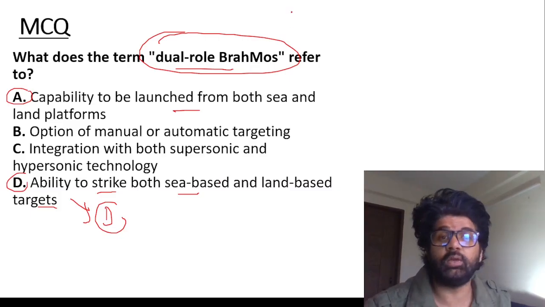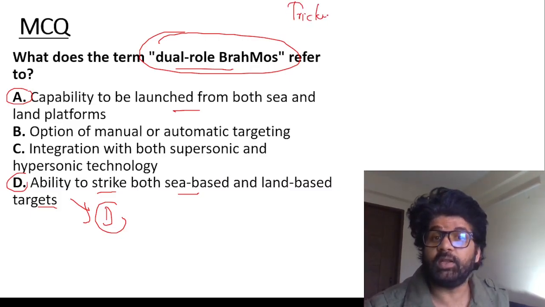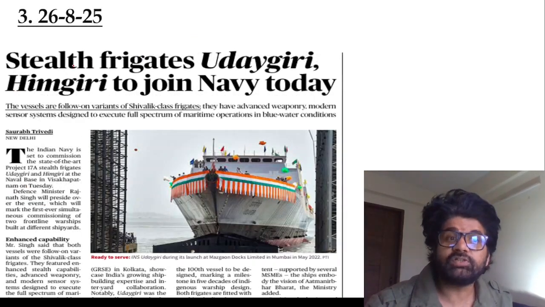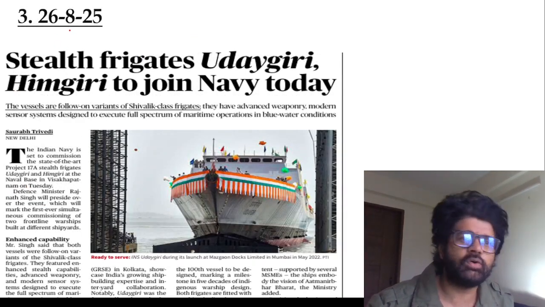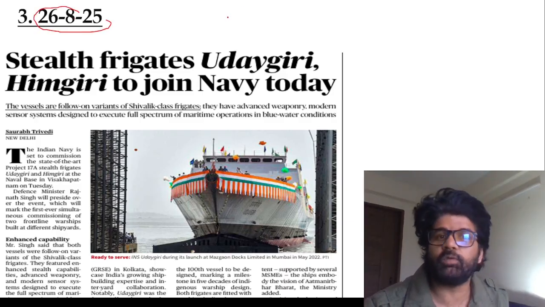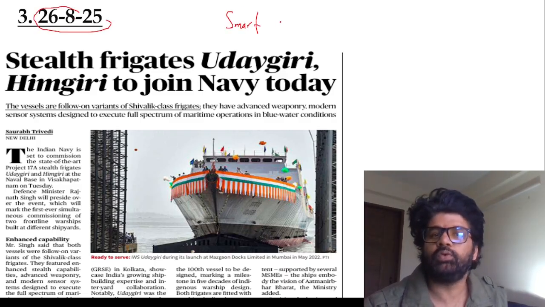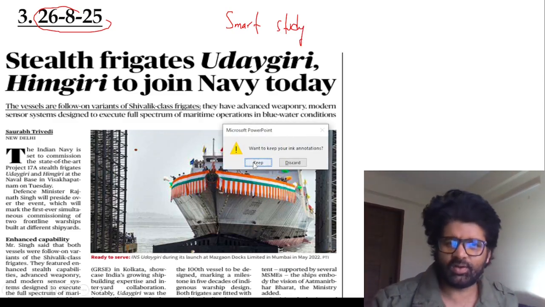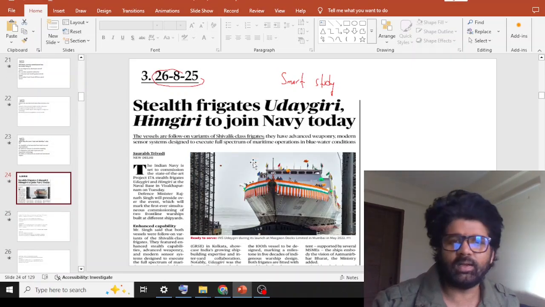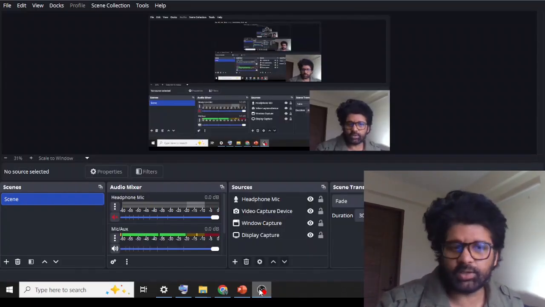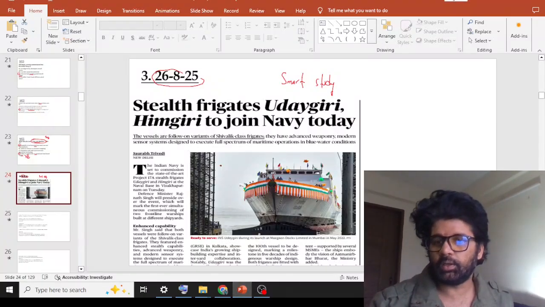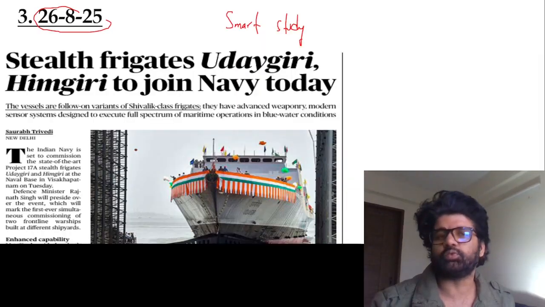So this is a tricky question. This is a really good question. Next article, which is similar. So that article appeared on 2nd July. This is on 26/8, and this is what we call smart study. When you read similar articles at the same time, so that you don't get confused. It's not like you're reading Tamal right now, Himgiri later, Udaygiri later. Don't do that. Parallel study. Just like you read Parliament and you read state legislature, same way you have to read these things at the same time.